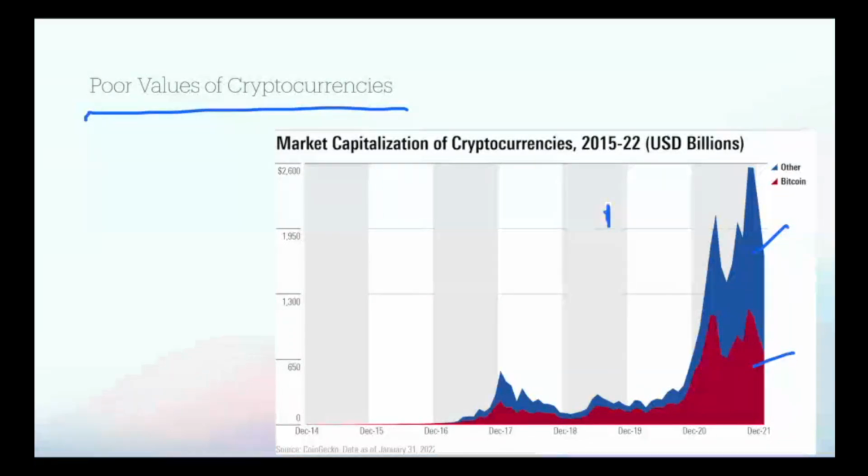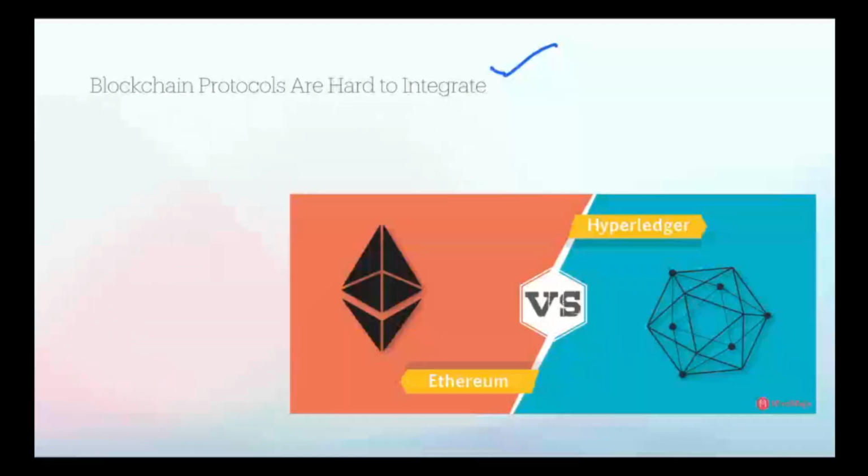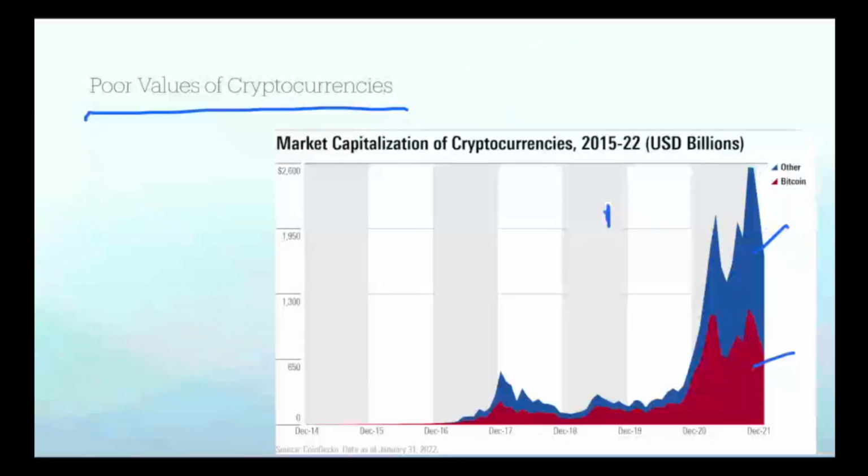For example, if India wanted to create a blockchain for the entire citizens of the country, just think of what kind of risk is involved in that. How do we segregate state wise? How do we segregate district wise? How do we segregate into voters list? There are so many things involved whenever we deal with blockchains. So first thing is the lack of standardization. Next, protocol integration is tougher, and next we have the poor value of cryptocurrencies.